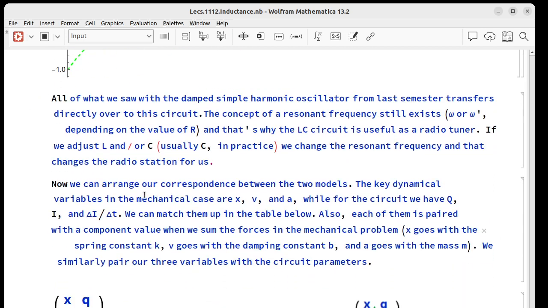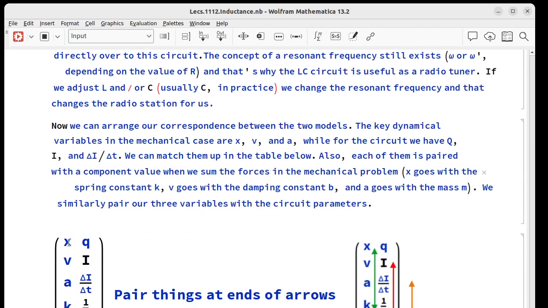Now we can find a correspondence between this and the mass on a spring with the shock absorber, by putting them together like this. Our fundamental quantities last semester were position, velocity, acceleration. This semester it's charge, current, which is change in charge over time, and then change in current over time.